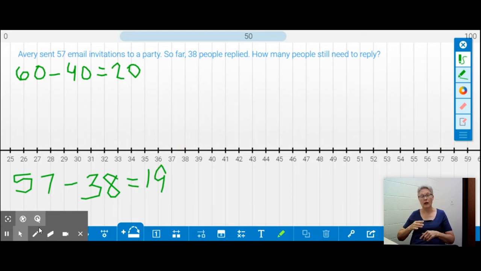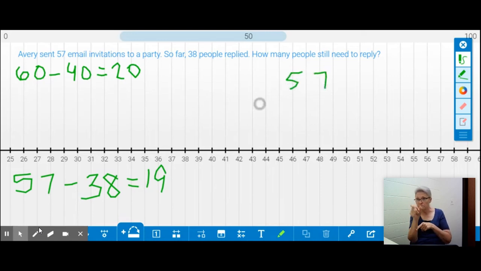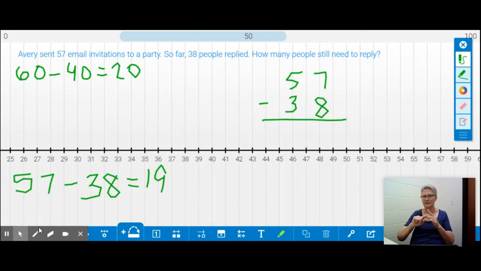Another strategy that I could use besides the number line is the standard algorithm. In the standard algorithm, it's important to make sure you line up the numbers based on place value. I'm going to start off in the ones place value. I have 7 ones minus 8 ones. I'm not able to do 7 minus 8 because 7 is smaller than 8. So I need to go into the tens place value to regroup.